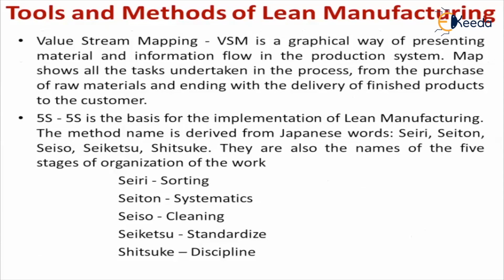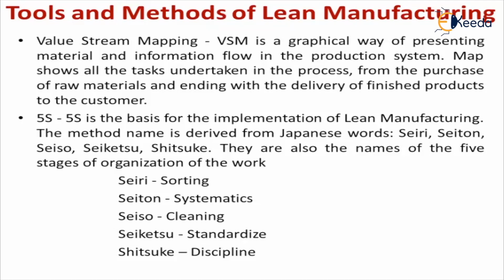Then the 5S concept. It is the basis for implementation of lean manufacturing. This 5S indicates, from Japanese words, Seiri, Seiton, Seiso, Seiketsu, Shitsuke. The meaning is like sorting. If you are able to keep all the tools in a particular place as per the sequence, then obviously you can reduce a lot of wastage.